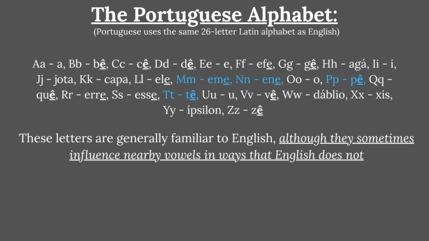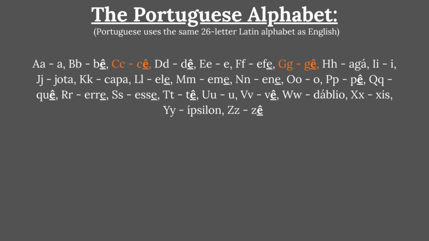Moreover, the letters M, N, P, and T are generally similar to English, but certain vowels can influence the sounds, depending on the dialect. Alongside, some letters behave differently and need special attention, like C and J. These letters can sound hard or soft, depending on the following vowel.